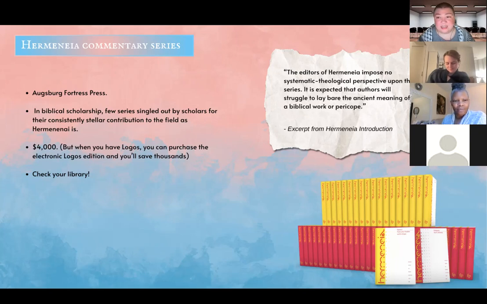If you were to purchase the entire Hermeneia series in print, you'd pay nearly $4,000. But when you have Logos, you can purchase the electronic Logos edition and you'll save basically a lot of money compared with the print price. Plus, it takes up less space. Some of you may have this series in your local library, and if you do, I recommend using it. It's sadly not free to own yourself, but as said, if you want to go ahead and get Logos, the price is dramatically slashed.